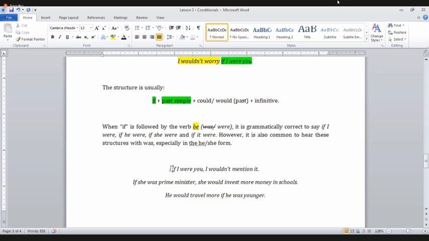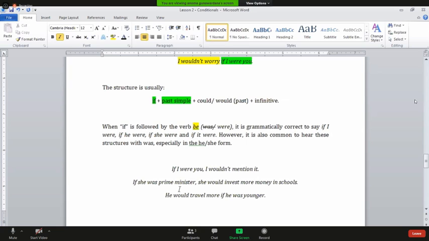So look at these 3 example sentences. First one, if I were you, I wouldn't mention it. So in the if clause, we have if, then subject I, then were, verb in simple past, and the rest. In the main clause, we have I, subject, then wouldn't, would in negative form, then the infinitive, mention.